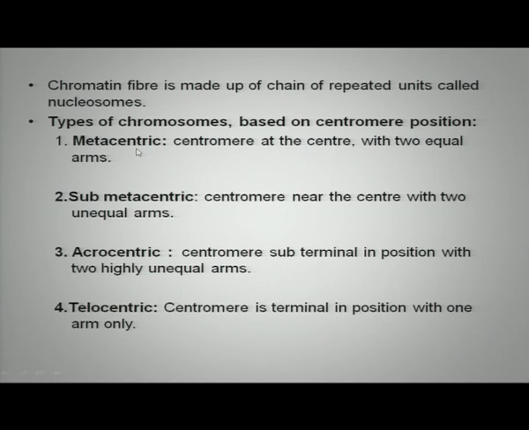First one, metacentric. You can correlate with the diagram also here. Position of centromere exactly at the center, so that we will get two equal arms. The second one, that is submetacentric, where centromere is near the center or it is a little bit away from the center, result in the production of two unequal arms.